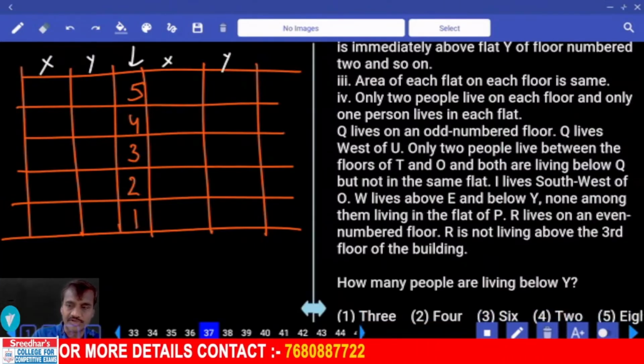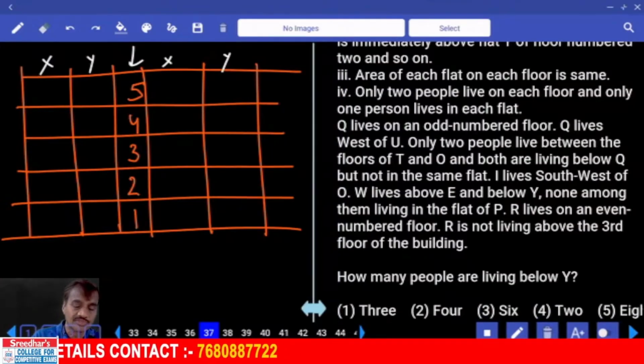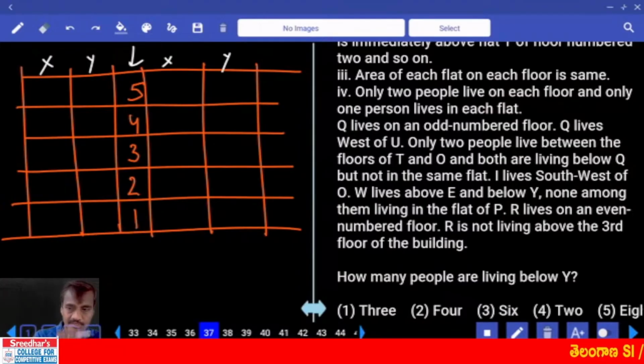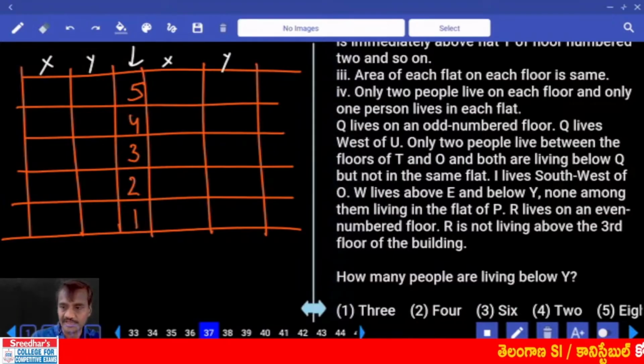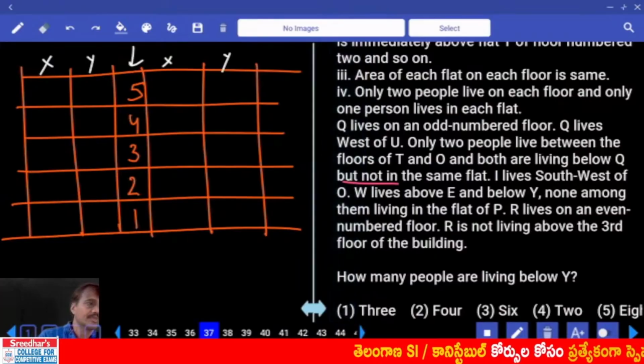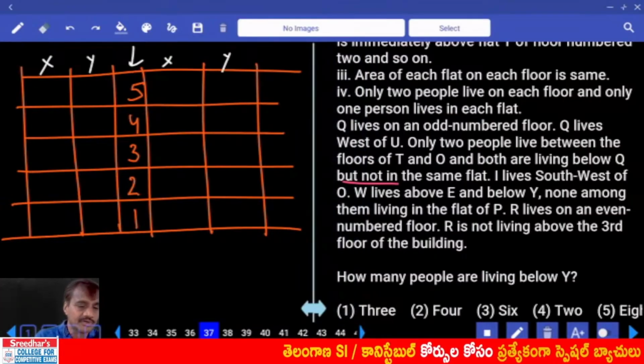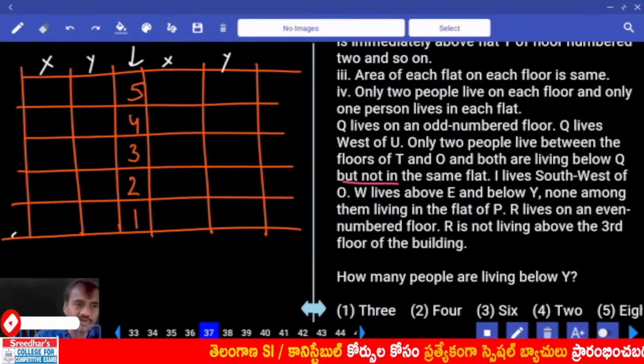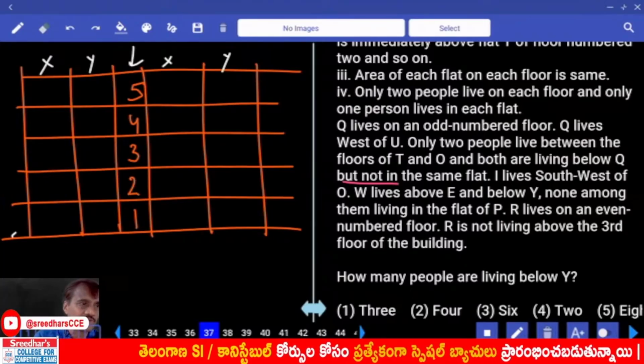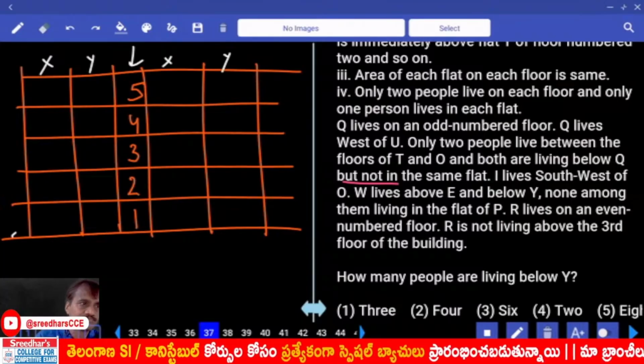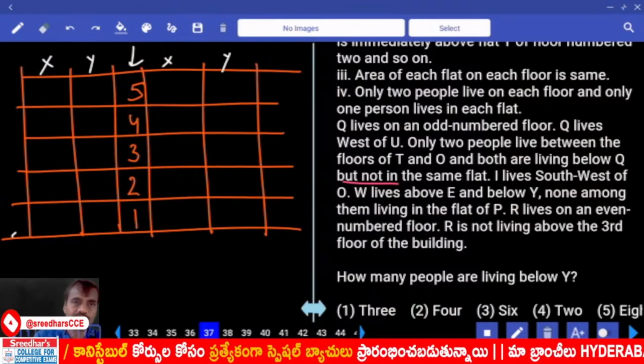Now Q lives on an odd numbered floor and Q lives to the west of U. How many possibilities? 3 possibilities. Clear? Then 2 people between T and O and both are living below Q. Both are living below Q means now Q cannot be on the first floor. Can Q be on the third floor? Can Q be on the third floor or not?